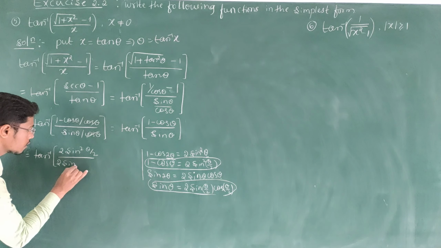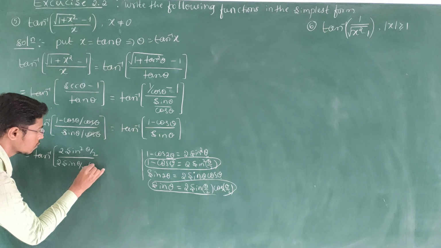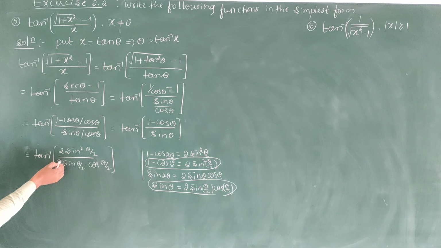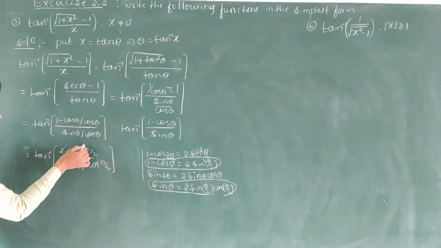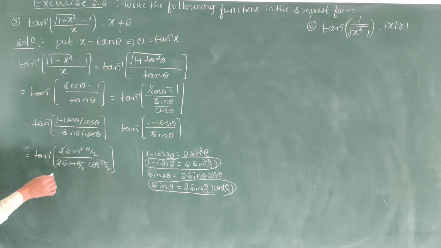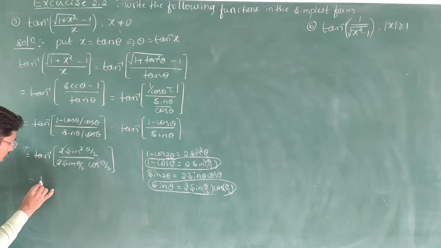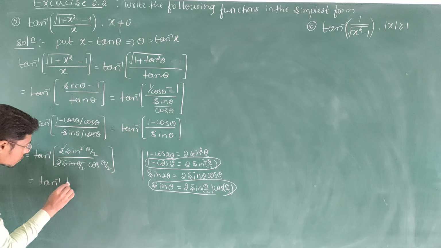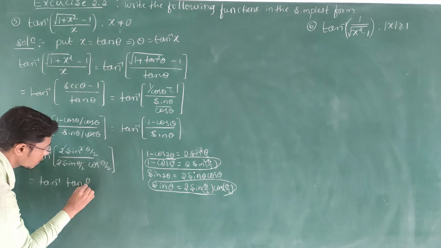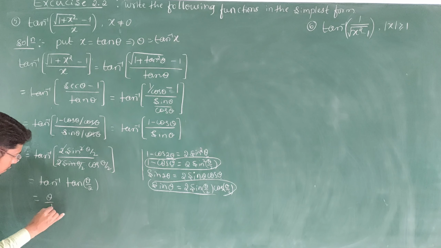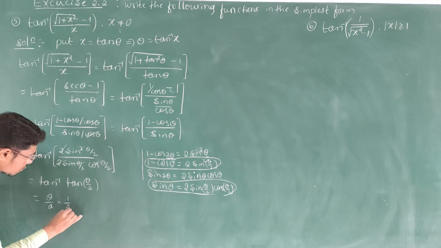2 sin theta by 2 into cos theta by 2. The 2s cancel, and one sin cancels. Sin theta by 2 over cos theta by 2 is tan theta by 2. Tan inverse of tan theta by 2, what remains is theta by 2, which is 1 by 2 into theta.